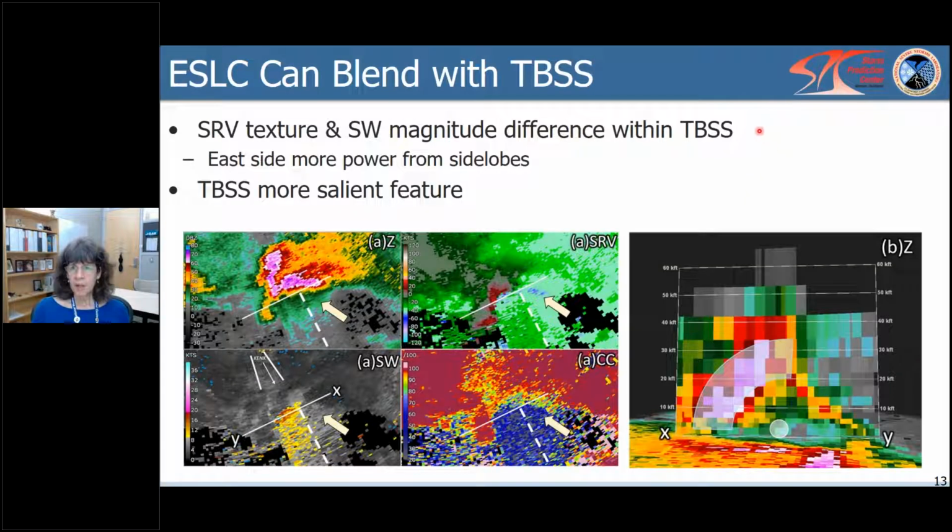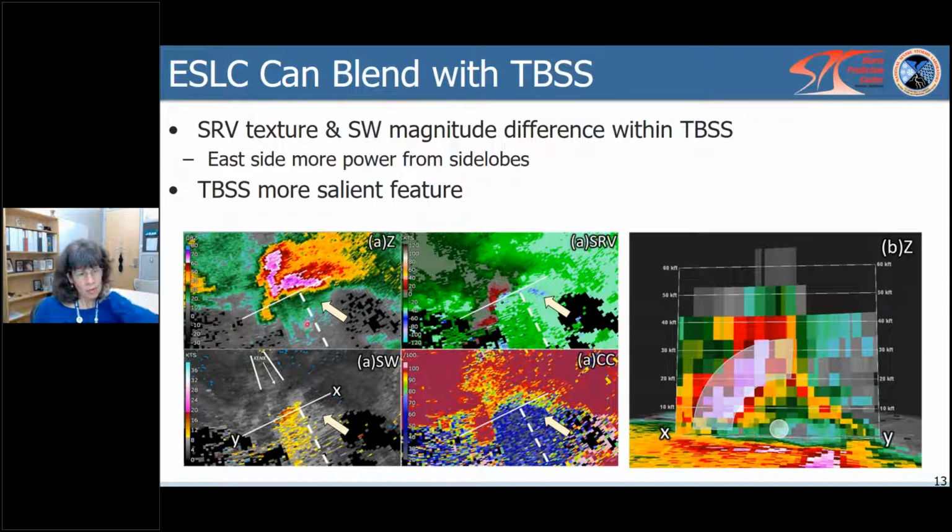Another thing that we discovered, which was very interesting, was that ESLC can actually blend with a three-body scatter spike. So let's take a look. First of all, the hard part's going to be orienting your brain because this storm is to the southeast of our radar this time. So the cross-section technique is left to right from the perspective of the radar, such that we can visualize what the antenna pattern is seeing.